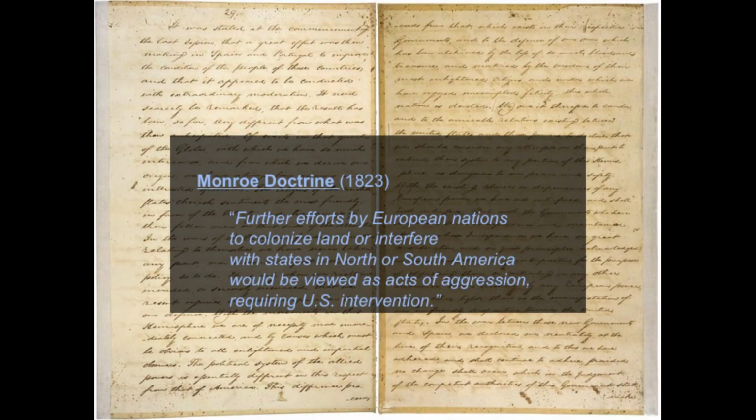In the early 19th century, while we were still growing as a nation, Americans recognized that the imperialism seen by other countries could have a major impact on the Western Hemisphere. During his 1832 State of the Union address, President James Monroe stated that further efforts by European nations to colonize land or interfere with states in North or South America would be viewed as acts of aggression requiring U.S. intervention. It would be almost 20 years before legislators referred to this statement as a doctrine.